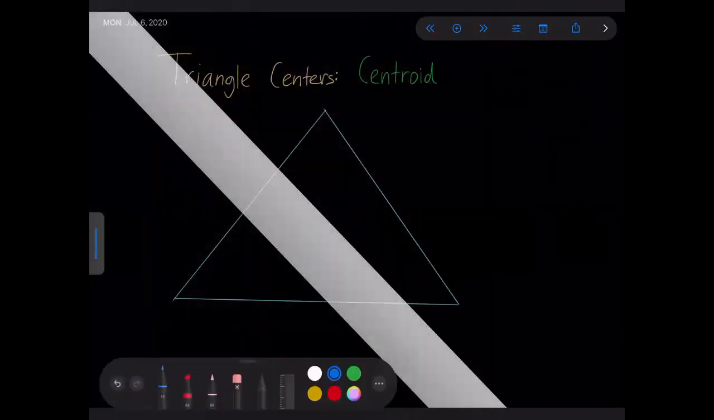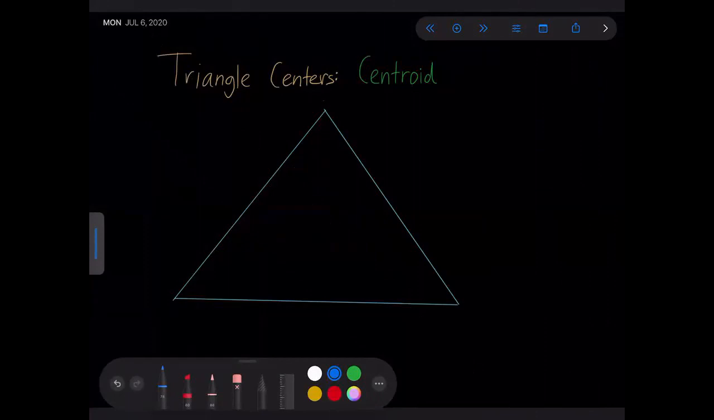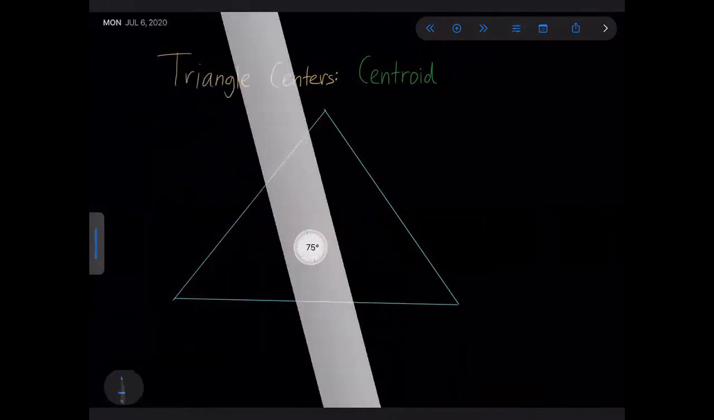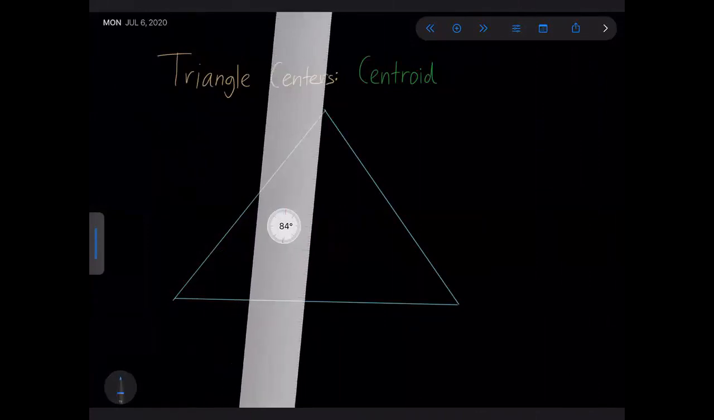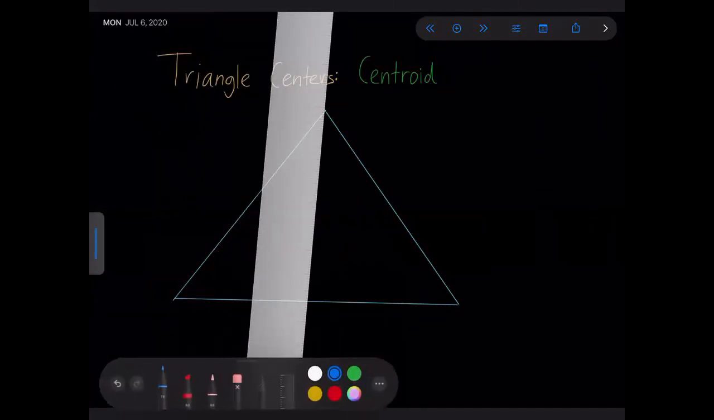Let's move on to the next one, the centroid. A centroid occurs when we have three medians. Now, what medians do is that they divide a segment into two equal parts, like so.